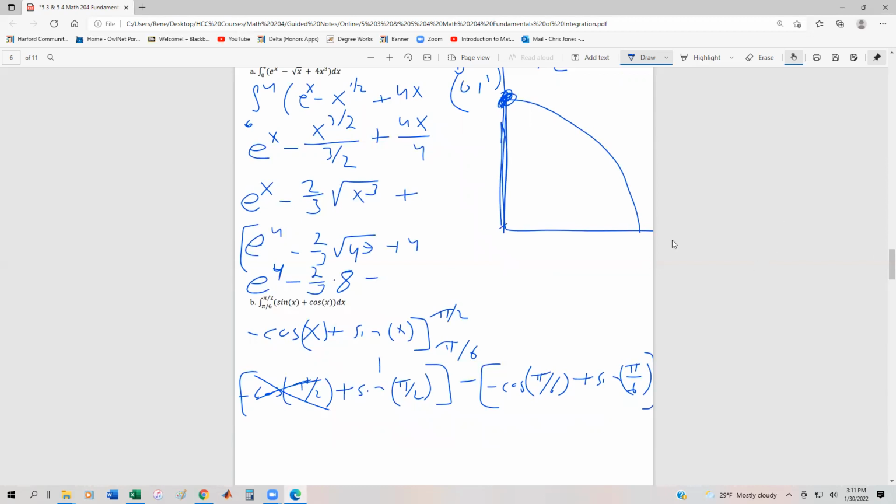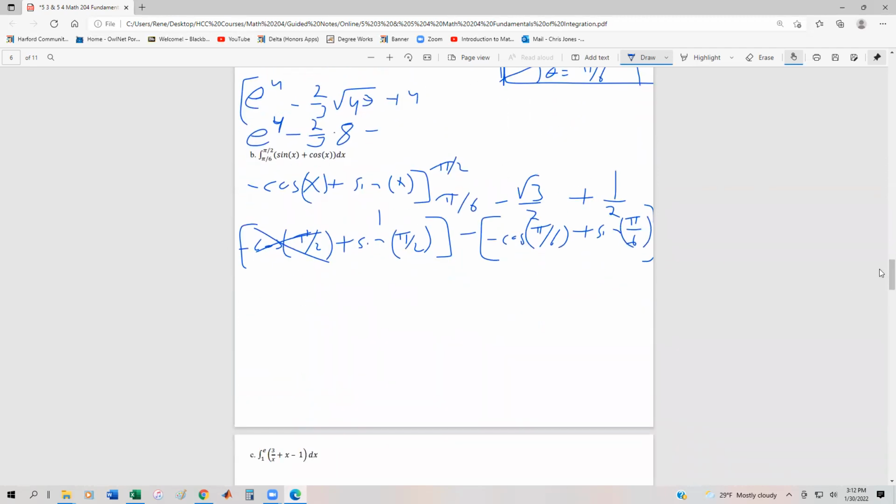Now at pi over 6, this is going to be the angle where theta is pi over 6. We end up with the point (√3 over 2, 1/2). And again, sine is going to be the y coordinate. And then we have negative √3 over 2. So what this turns into is 1 minus the quantity of negative √3 over 2 plus a half. We could distribute that negative, so we get 1 plus √3 over 2 plus a half.